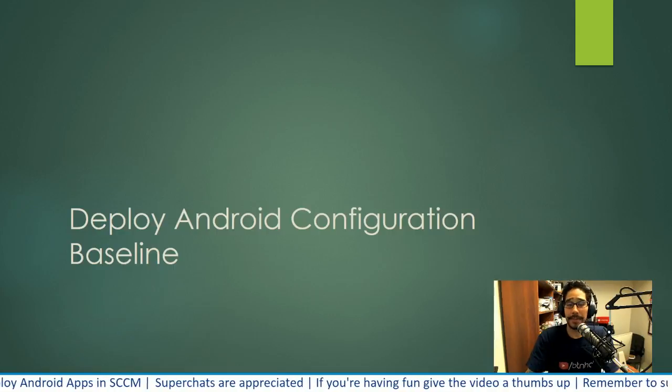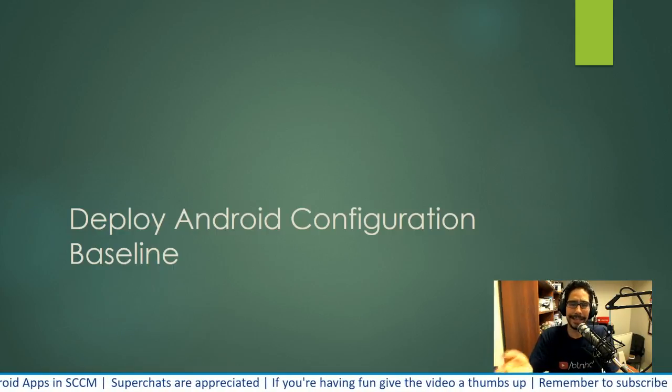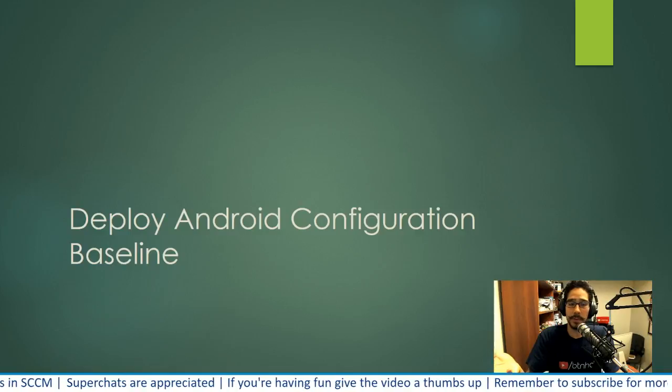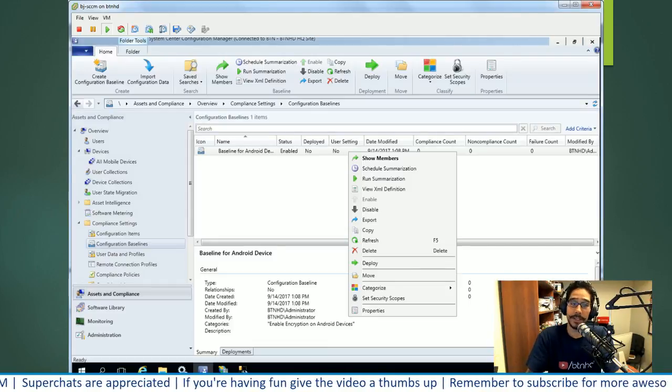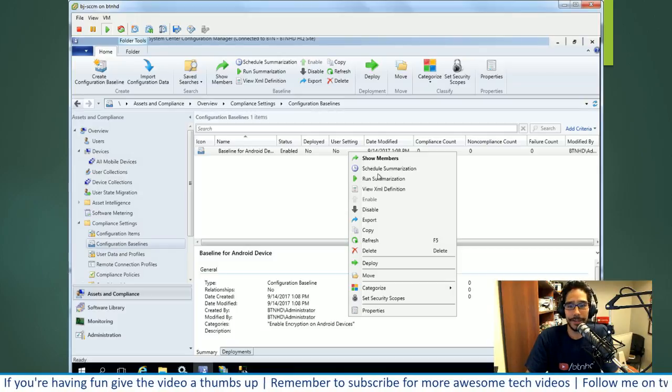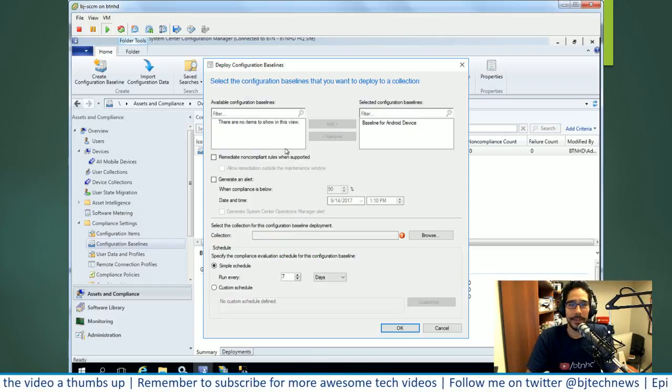Okay. Now it's time to deploy your Android configuration baseline, and it's super simple to deploy it. What you need to do is, within your configuration baselines, find the baseline that you created. You're going to right click on it, and what do you think you need to do? I'm going to give you guys a second. Yep, hit the deploy button. Hit deploy, and once you deploy, you're going to get this nice little window. And by default, if everything works well, you're going to see this section right here with information, the baseline for Android devices, which is great.